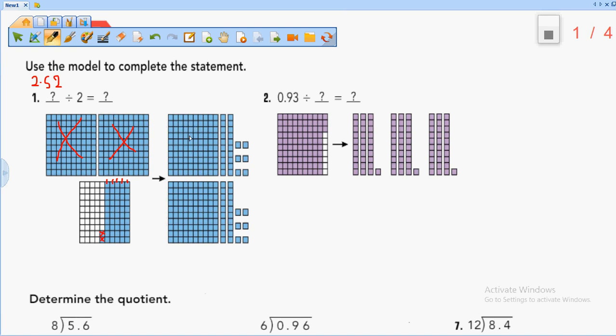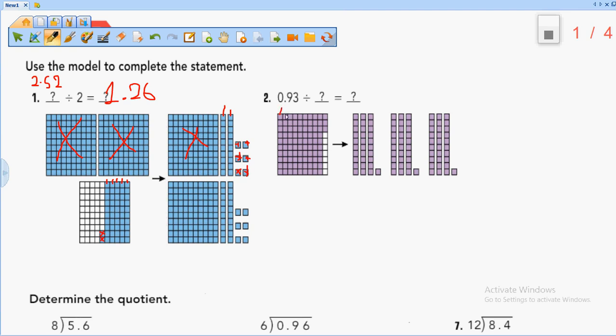The answer becomes 1 and 2 tenths, and 1, 2, 3, 4, 5, 6 in the hundredths place. So the answer is 1 and 26 hundredths. Okay, boys? Here again, 93 hundredths.